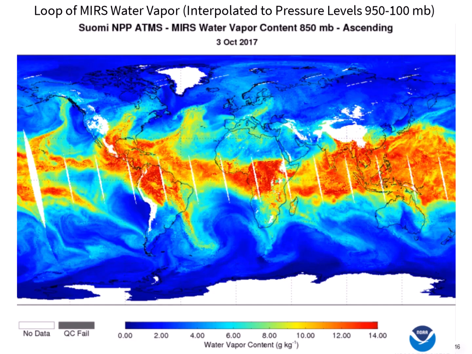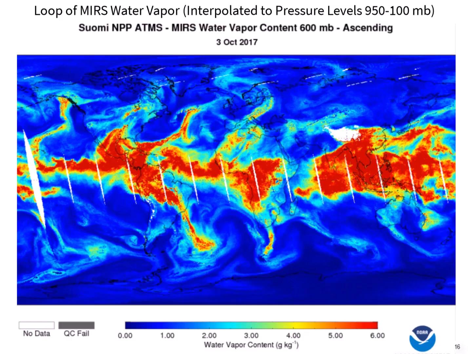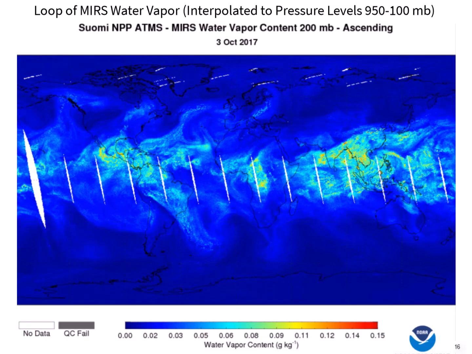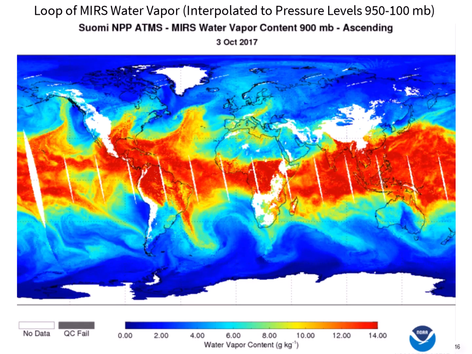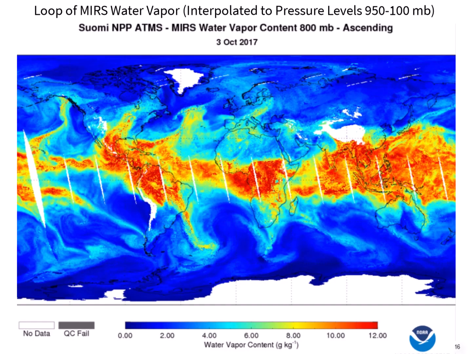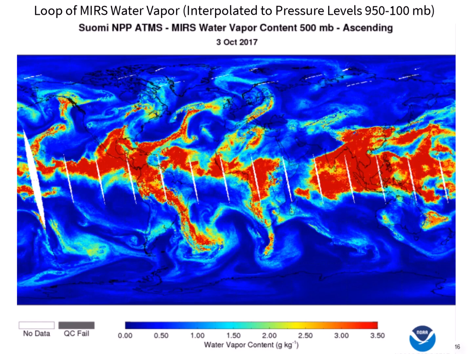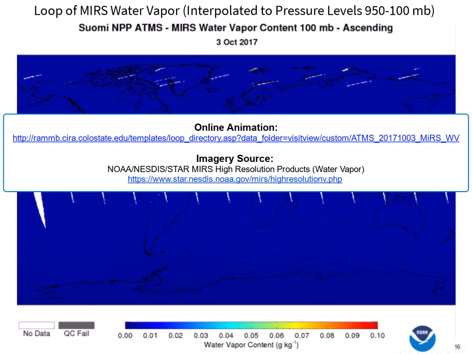This is a loop showing MiRS water vapor retrievals from the same time as the brightness temperature loop on a previous slide, but now displayed on pressure levels from 950 to 100 millibars, used in vertical moisture profiles. Note that the color bar changes a bit throughout the animation. For instance, there isn't a sudden jump in moisture from 700 to 600 millibars. This type of information is assimilated into numerical weather prediction models.